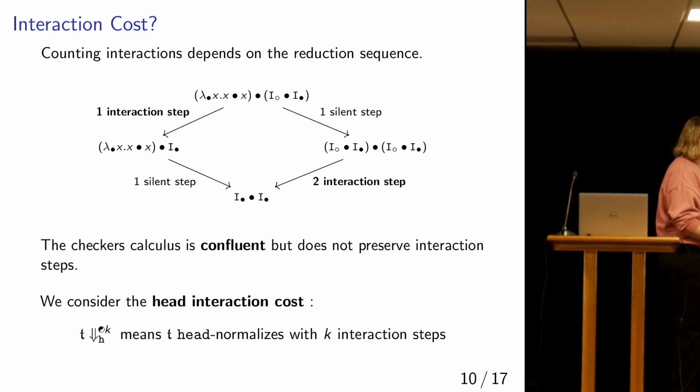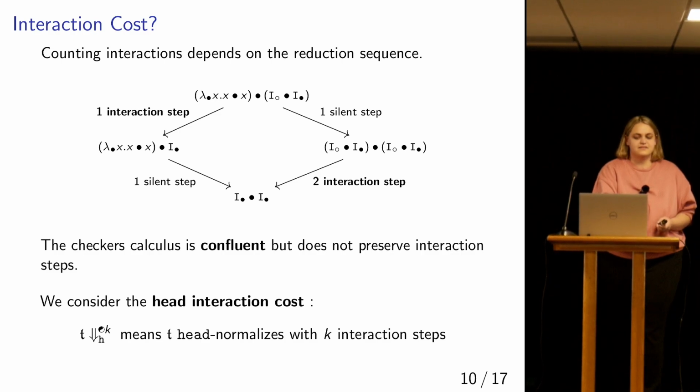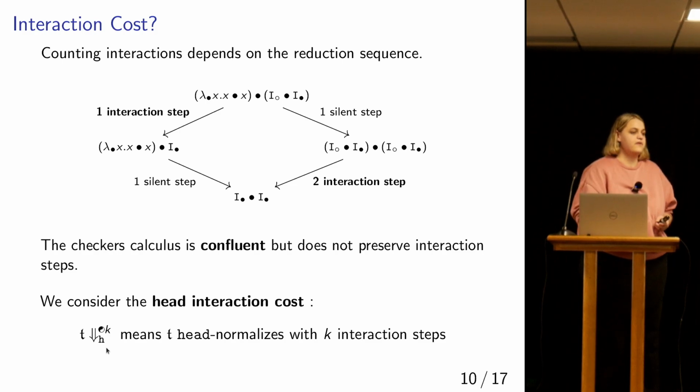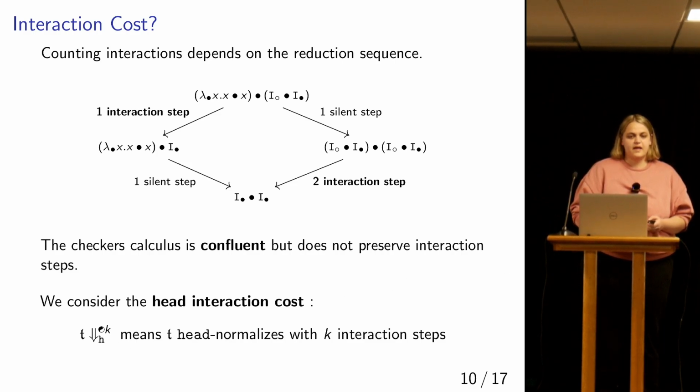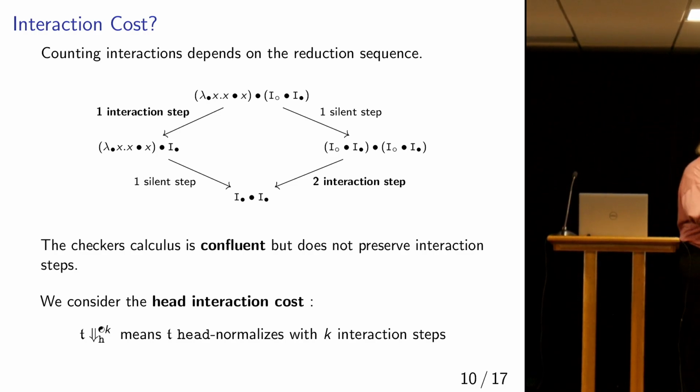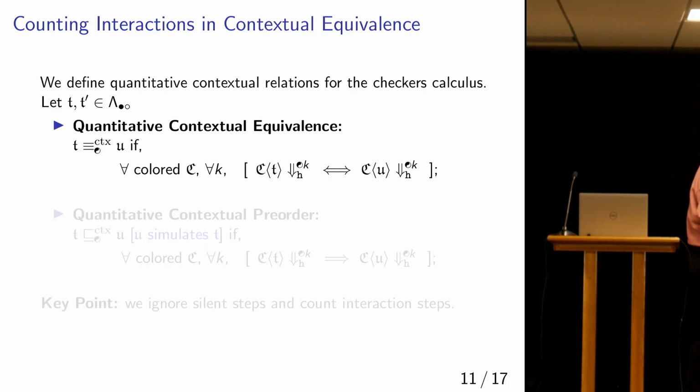And so this notation means that T, a colored term, terminates with the head reduction with K interaction steps. So the number K only counts interaction steps. And so now that I have this calculus that is able to see what are interaction steps, what are internal steps, I can build a contextual equivalence that is somehow quantitative in that it counts the interaction steps.